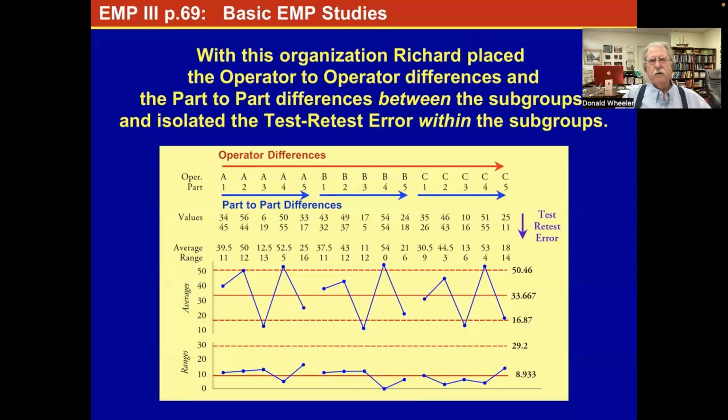You see, measurement error is always present. And the only way we can isolate it is to leave it within the subgroups and make everything else show up between the subgroups. And that's the operating principle behind EMP studies. So with this organization, what does the chart tell us?